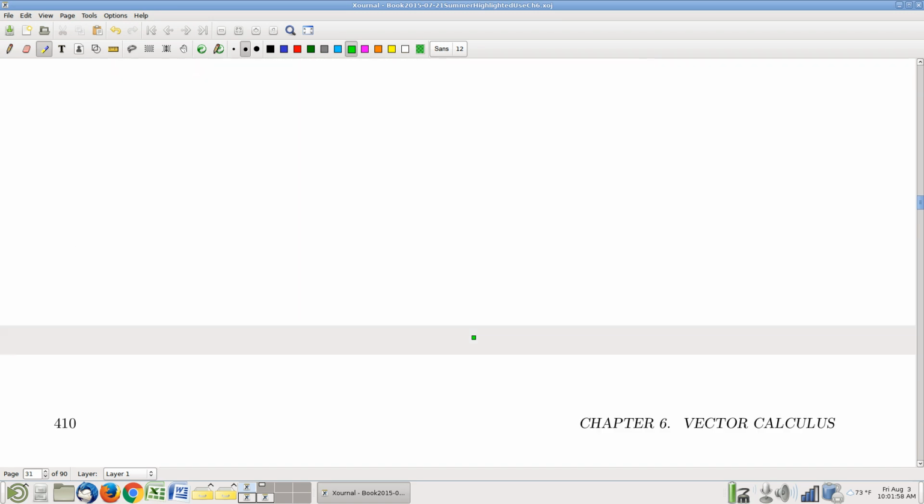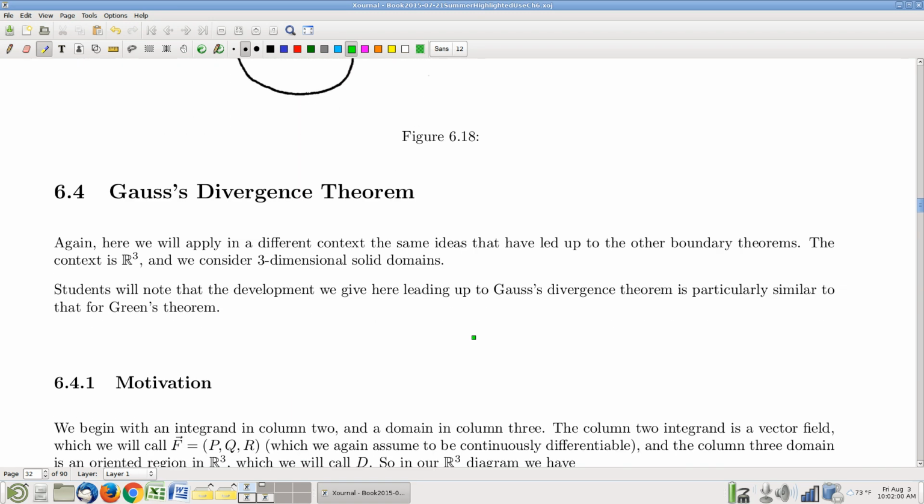Okay, moving along. We're talking about Gauss's divergence theorem. This is one of the biggest theorems in the course. It is also yet another shameless rip-off of the patterns that we've been ripping off for the last couple of days. So this is fundamental theorem of calculus, version 4, you might want to say.